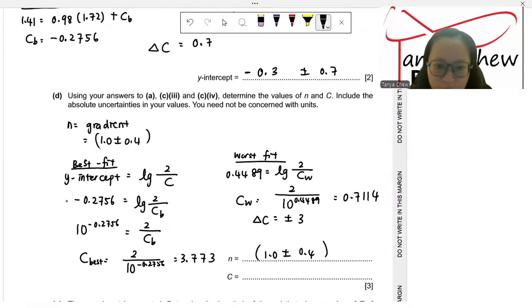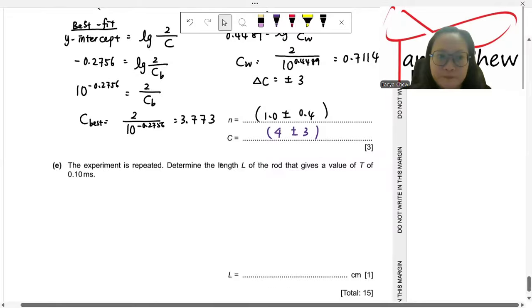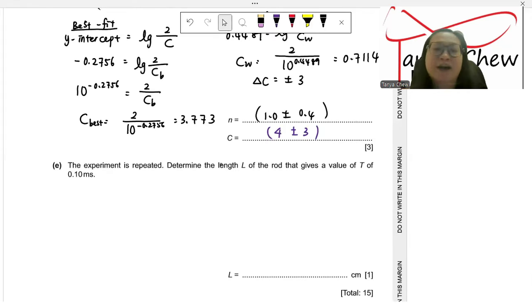So C best is 4, plus minus 3, which is quite large for an uncertainty. Since there's no decimal point, I would round it off to 4 plus minus 3. But if you do it on a piece of paper that you have printed out, make sure that you print it on the full scale, actual size. Instead of shrinking it, you will get the best answer ever.